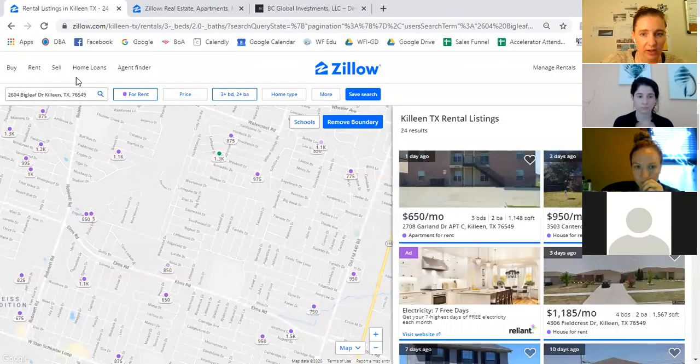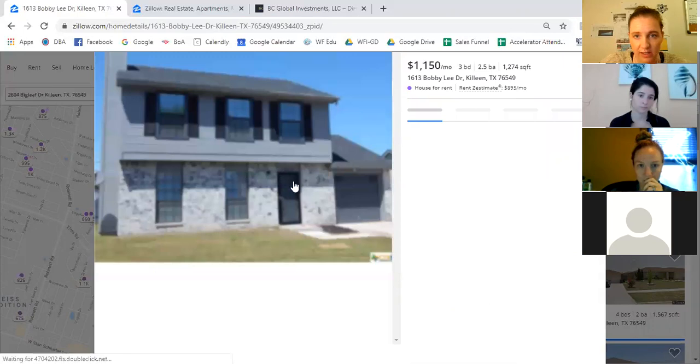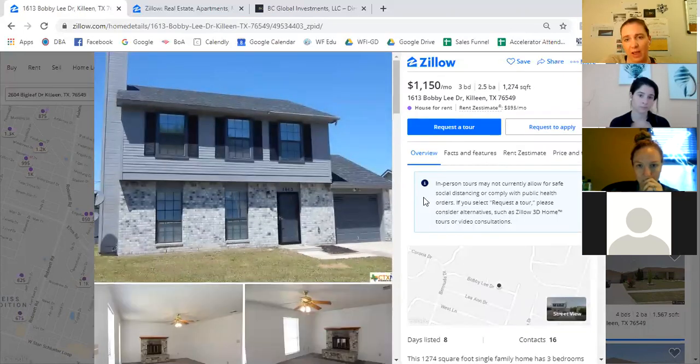Obviously, it doesn't really look like ours. This wouldn't be a good comp if we were buying it, but rentals, they don't have to be exact. It's more like square footage, number of beds and baths. This one right here is 3 beds, 2.5 baths. This is a lot smaller, 1,274 square feet.